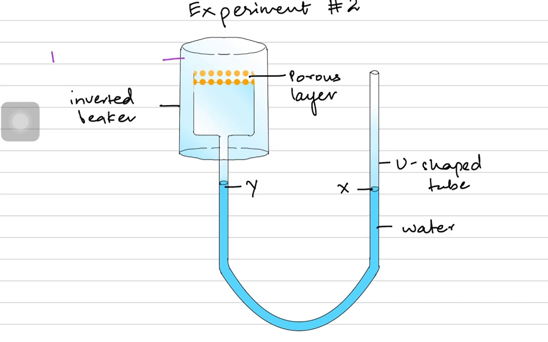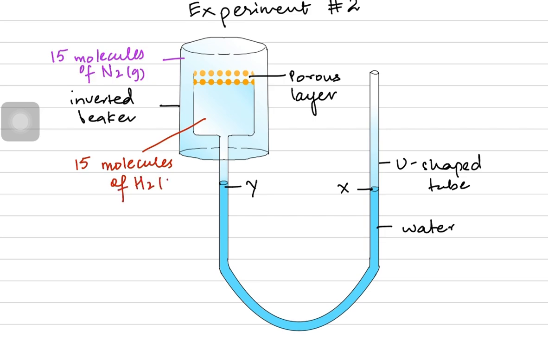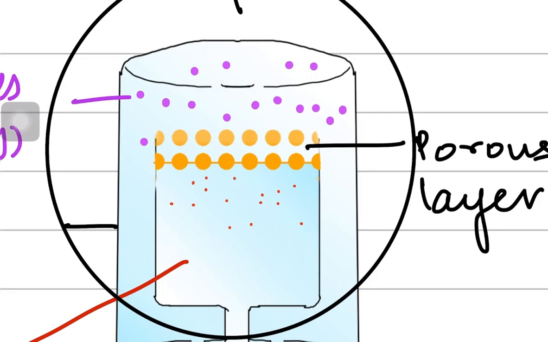Within the inverted beaker, we have 15 molecules of, let's suppose, nitrogen gas. 15 molecules is not really possible, but we are just estimating it. And within the porous spot, within this square part, within this cube, we have 15 hydrogen molecules.